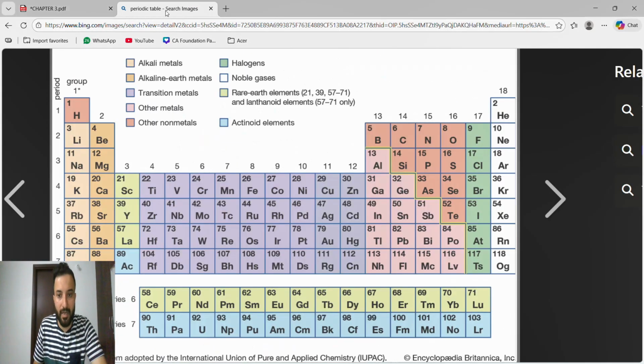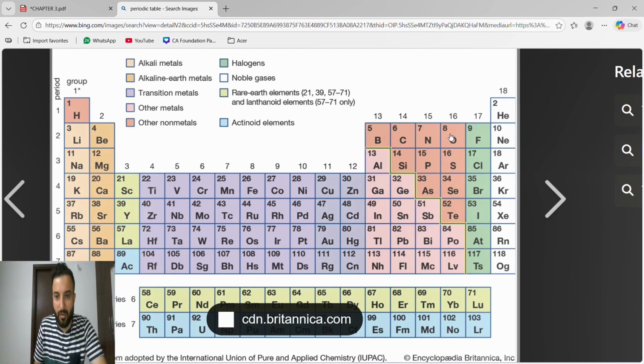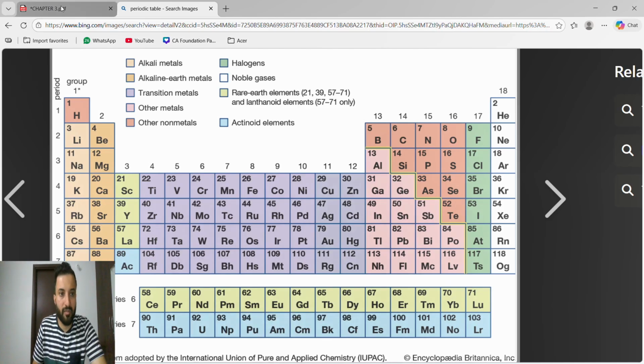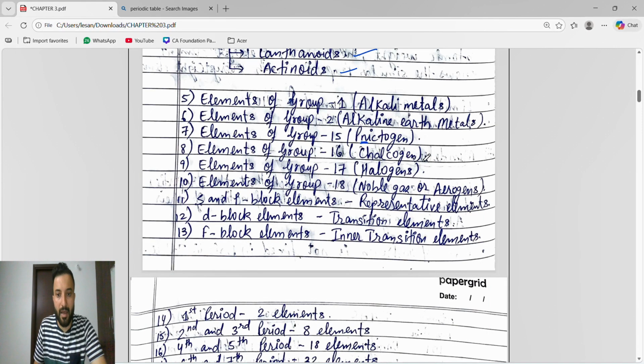Elements of group 16: this is group 16, which means the oxygen group, so chalcogens. Elements of group 17, halogens. Elements of group 18, noble gases or aerogens. S and P block elements are called representative elements because they represent first the S block, then the P block, then D, F. So S and P block elements are all called representative elements.